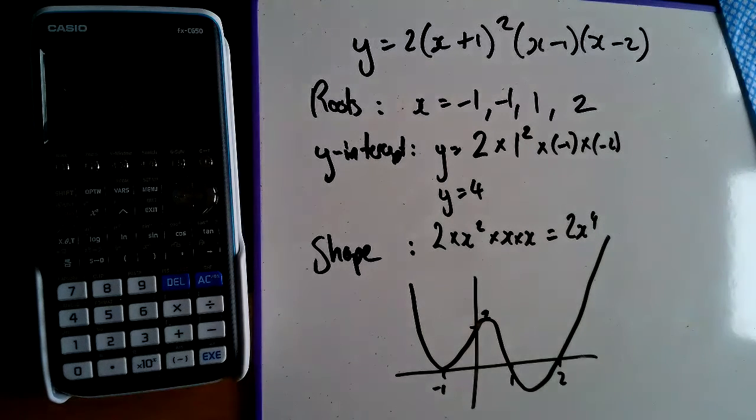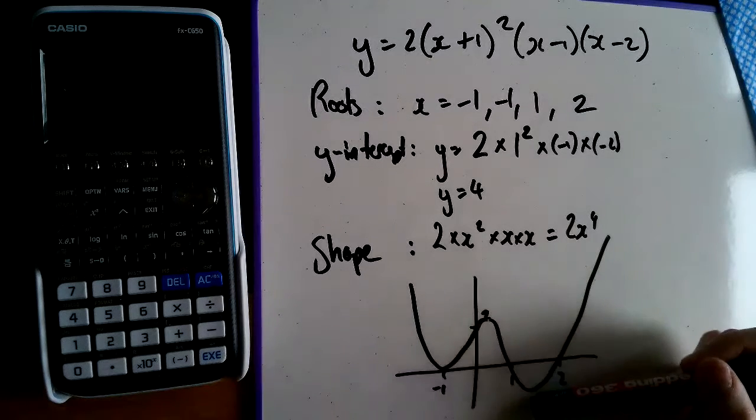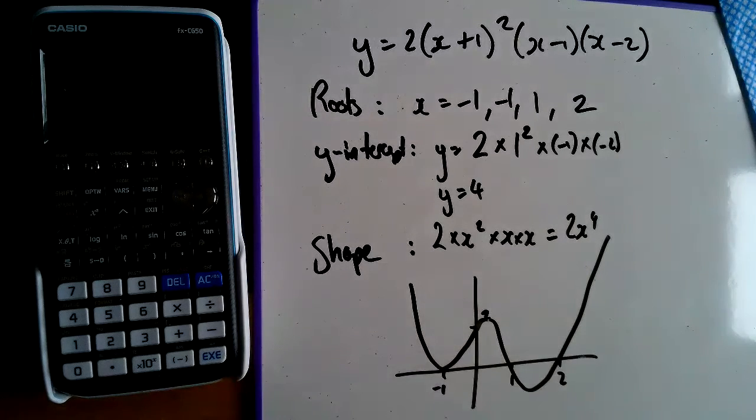Then if we wanted to work out where these turning points were, we could use calculus. We could differentiate it and make it equal to 0.